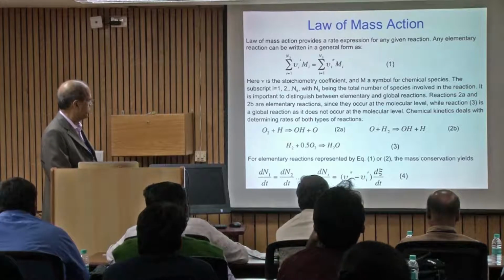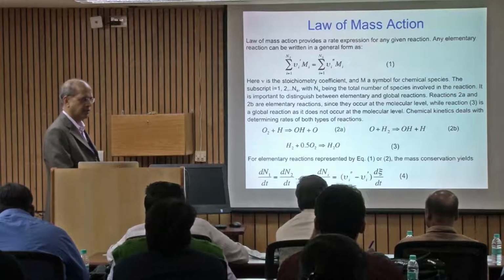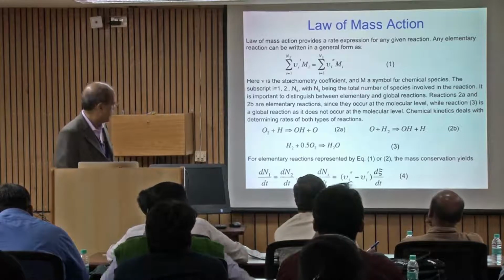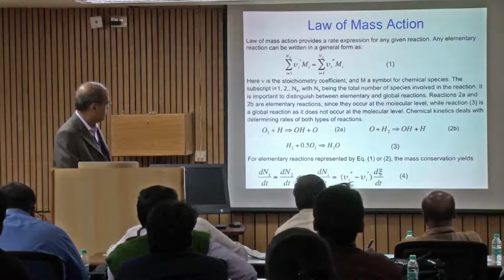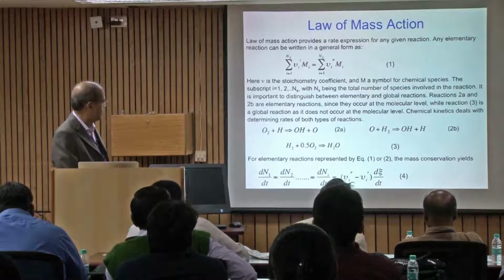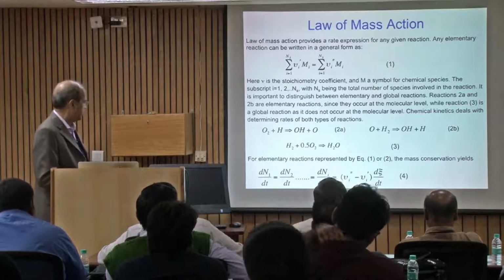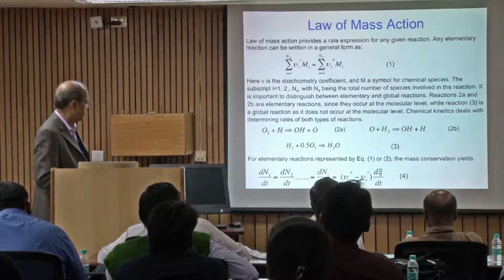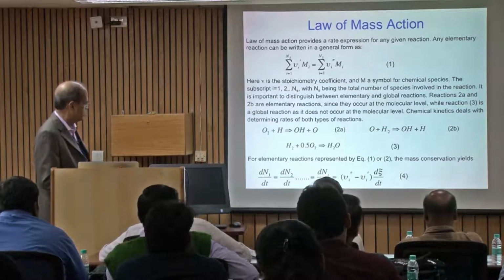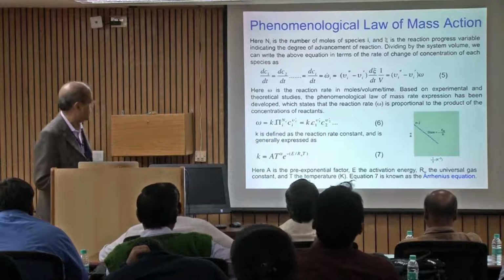If you have 100 reactions, you can write this equation for all of them, because it's just a nomenclature and applies to all. Using this as the basic equation, we can write the reaction rate for this particular reaction. We consider the rate of change of moles of any species. You can go over this slide from the notes, so I'll get to this result.